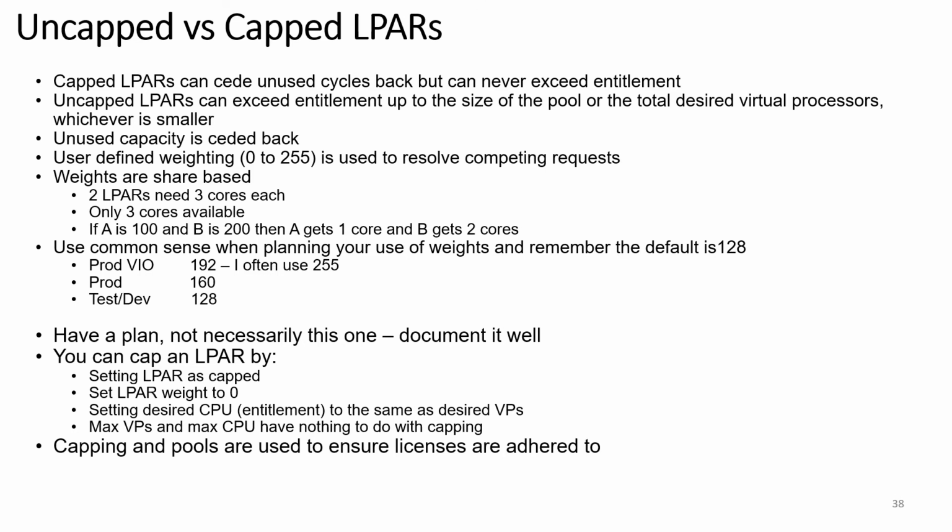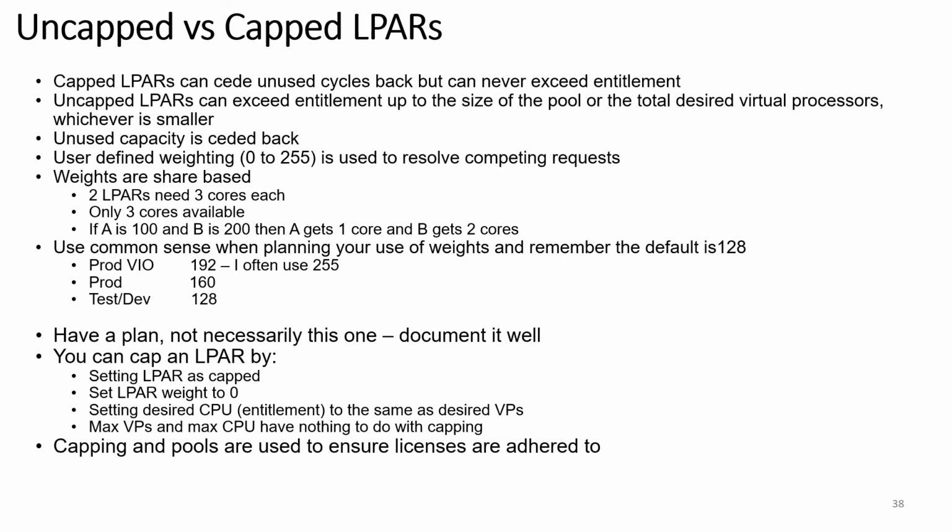So when you have a competition for CPU, two LPARs are requesting, let's say, 2 cores each or 3 cores each, and there's only 3 cores available. What happens is it looks at the weight for each of those LPARs and sums them. In the example I've got here, if LPAR A has 100 and B is 200, then the sum is 300, and then we use ratios. So A would get 1/3 of the available core and B would get 2/3 of the available core.